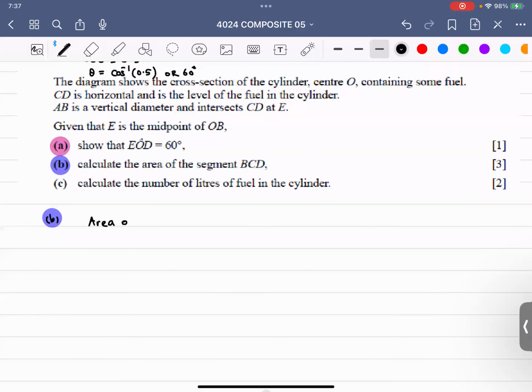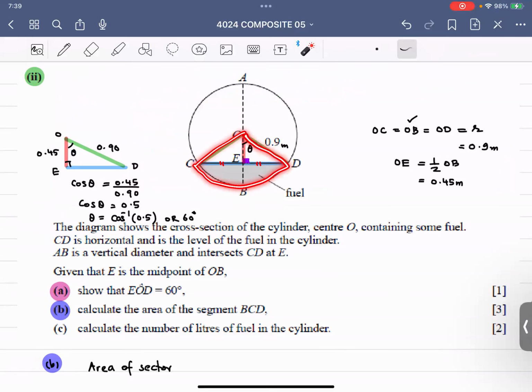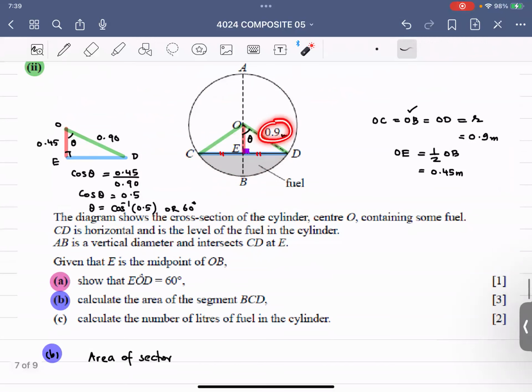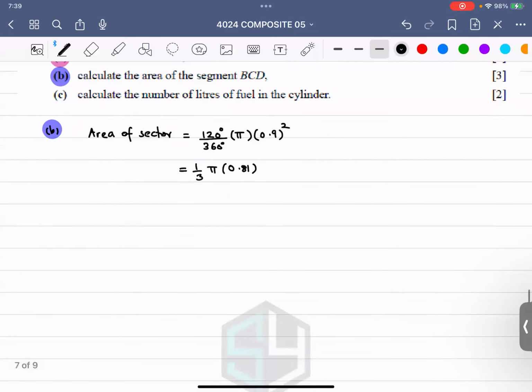Area of sector. Always make sure to write the name of the sector. That is OCBD. This angle is also 60, so the total angle will be 120, and the radius is 0.9. So this is 120 divided by 360 into pi into r square, which is 0.9 square. This is 1/3, this is pi, and 0.9 into 0.9, that is 0.81. So 0.81 divided by 3 is 0.27 pi.